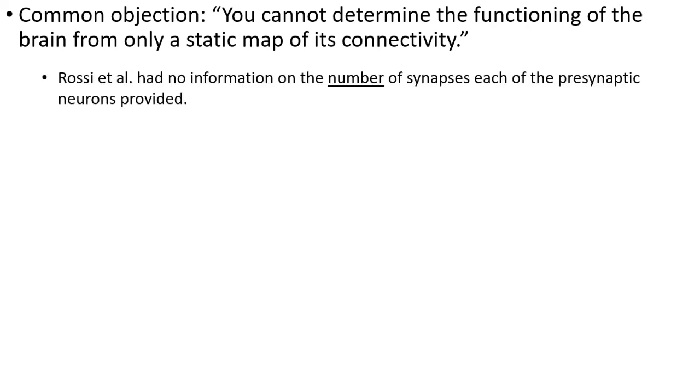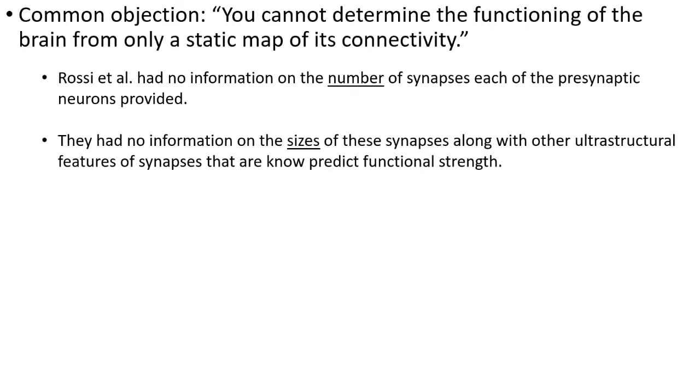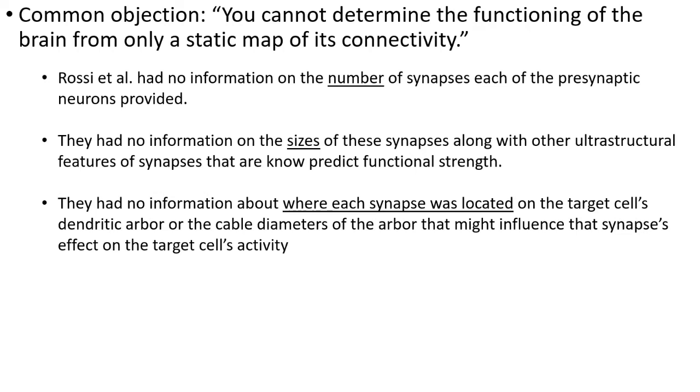The Rossi et al. paper had no information on the number of synapses each of the presynaptic neurons provided. They had no information on the sizes of those synapses, along with any other ultrastructural features of synapses that we know predict functional strength. They had no information about where each synapse was located on the target cell's dendritic arbor, or the cable diameters of the arbor that might influence that synapse's effect on the target cell's activity.